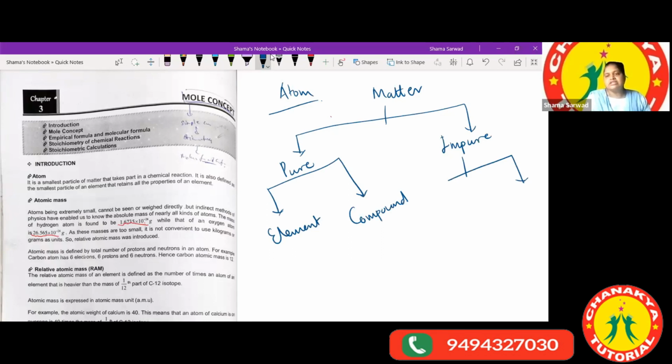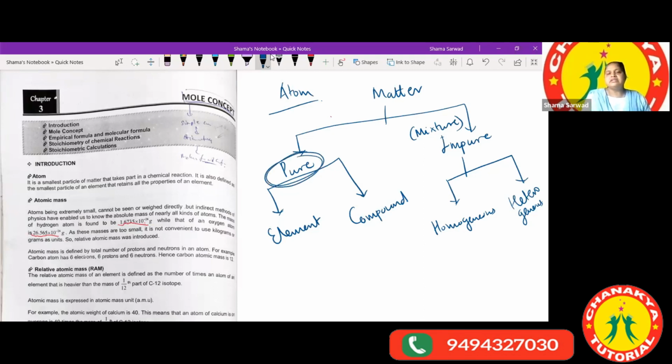Impure matter is also called a mixture. This mixture is made by the addition of two or more pure substances, and it is further classified into homogeneous and heterogeneous mixture. Correct? Yes or no? Fine.